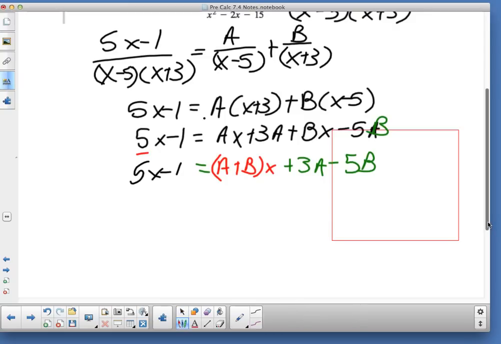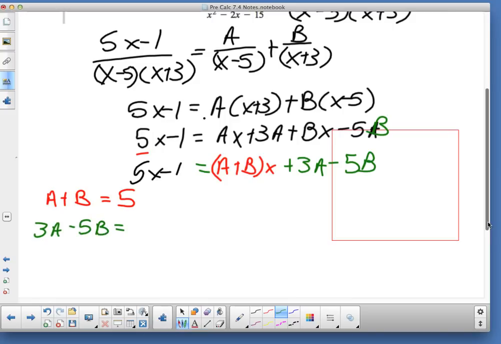Keep in mind, we just did systems of equations, and I'm setting up a system. I've got A plus B is equal to 5. That's my x. And I got 3A minus 5B equal to negative 1. Now, in order for me to get this done, I have a choice to put it in my calculator as an augmented matrix or an inverse matrix and make the solve.